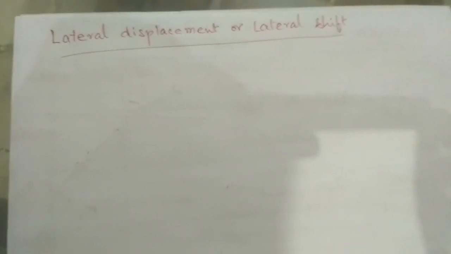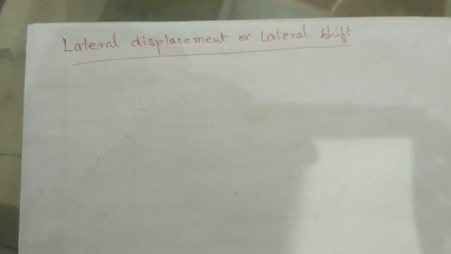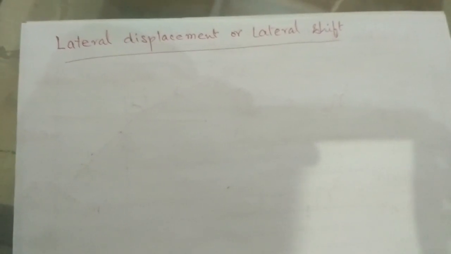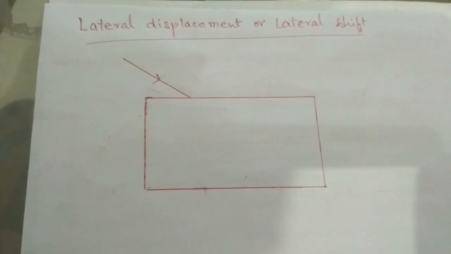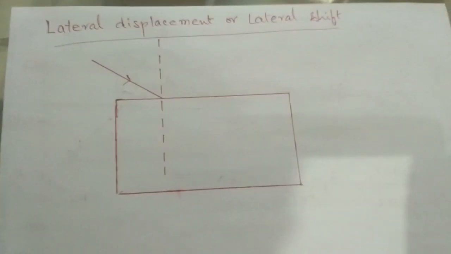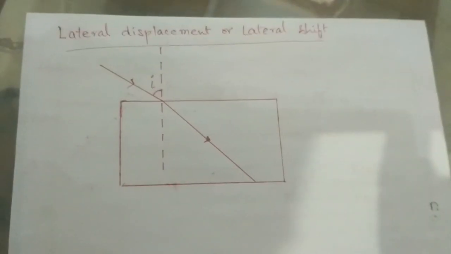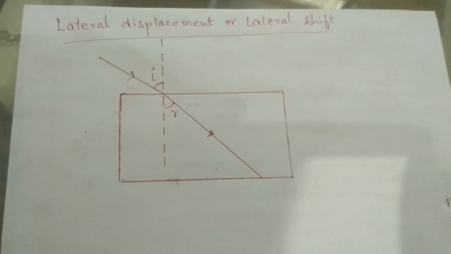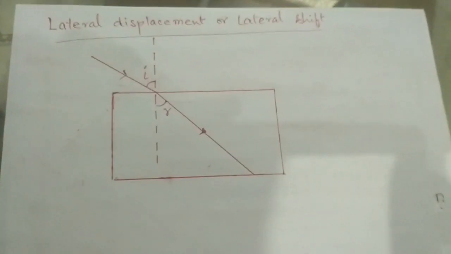Now our new topic is lateral displacement or lateral shift. In class 10th, we have seen this topic, but how to calculate this shift? Let's see. Taking a glass slab again, and the incident ray is falling on it. The normal, the refracted ray, the angle of incidence, the angle of refraction. Till this we have seen in the last video, but we are going to calculate the lateral shift.